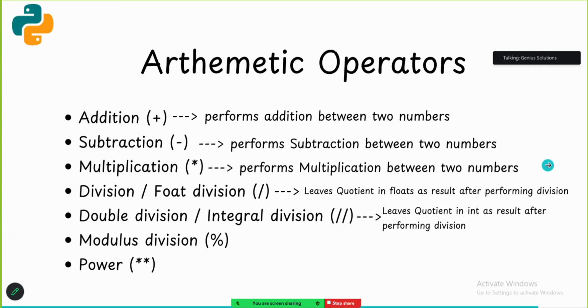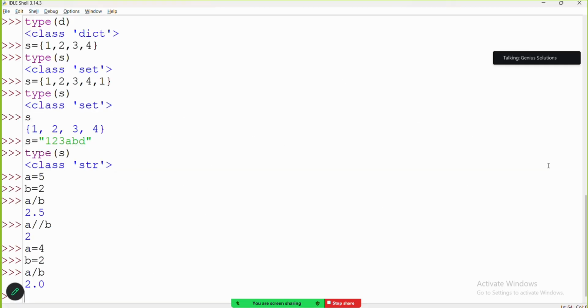Now, coming to modulus division. What modulus division does is, it gives us the remainder. So, when I divide 5 by 2, what is the remainder here? 5 will be divided by 2. 2 2s are 4. So, 5 minus 4 is 1. So, the remainder is 1. It will give us the remainder as the output.